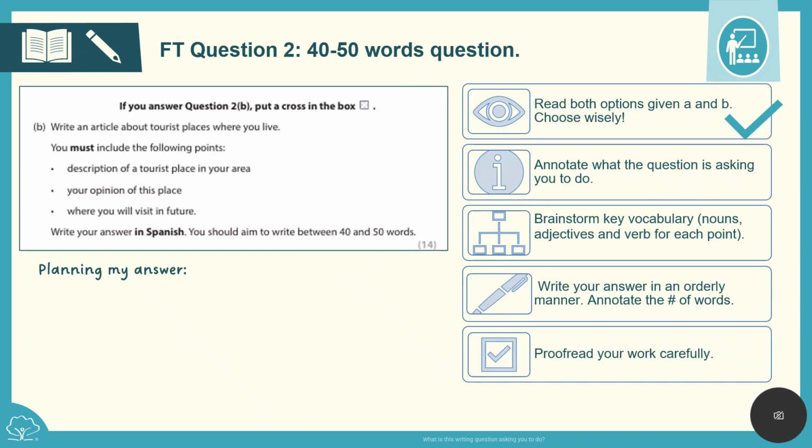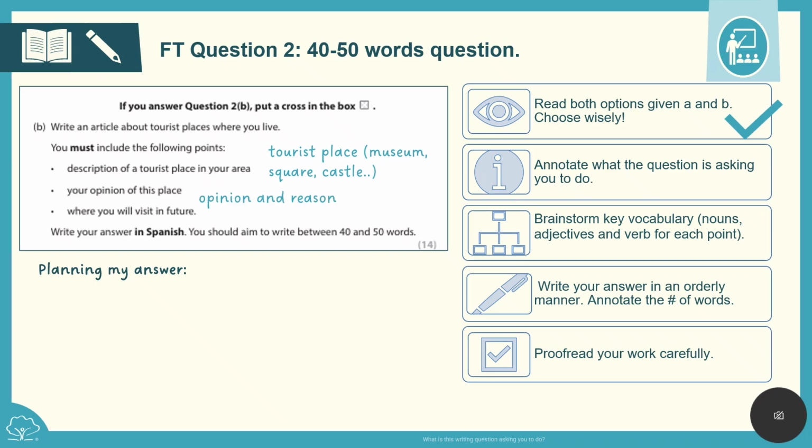So let's imagine you have chosen option B in question 2. My recommendation is to start with some notes. You can do these notes in English around the bullet points, so you know what you need to write about. The first bullet point is description of a tourist place in your area. So maybe I could mention things I know by heart in Spanish, like the Spanish for museum, square, castle.